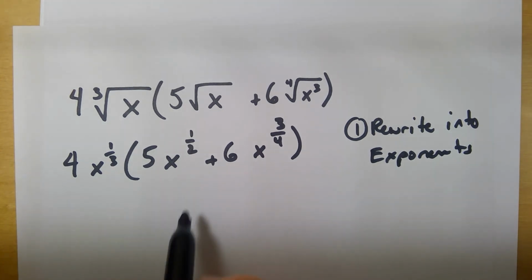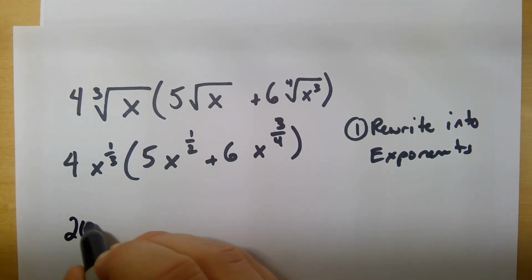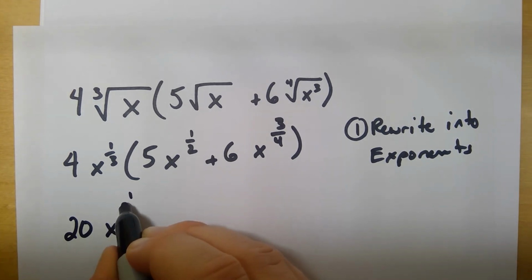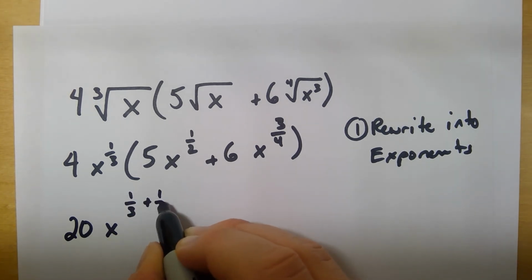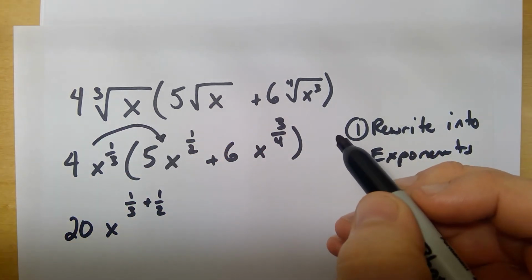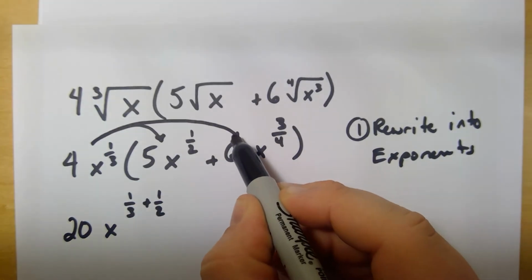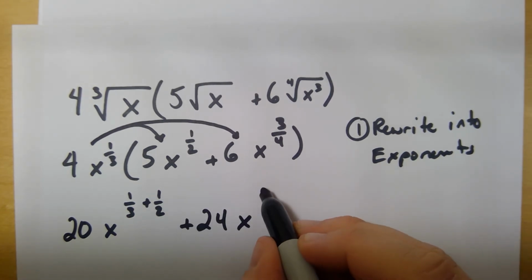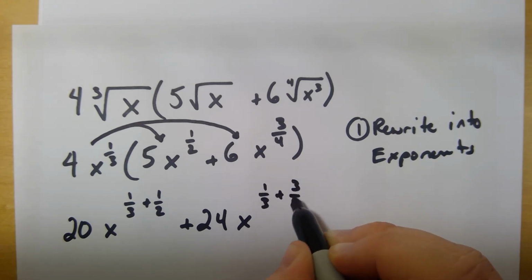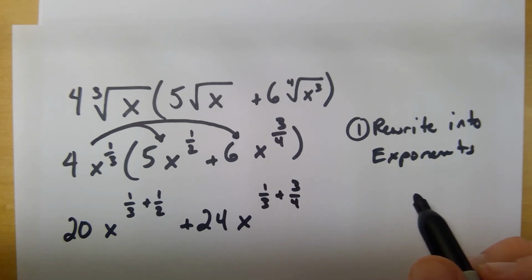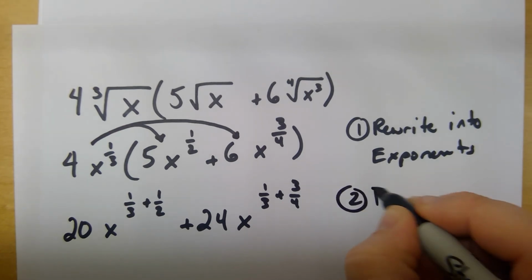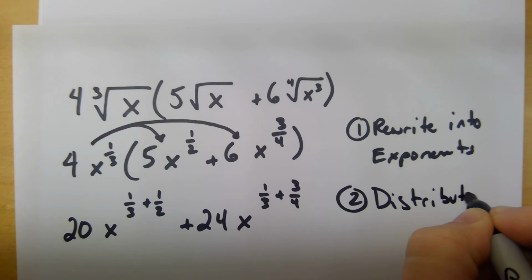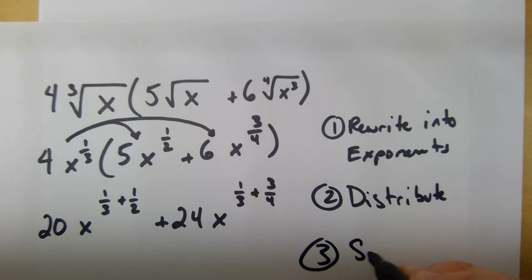Okay, so we have the same base. So we have 4 times 5 is 20. X, this is our exponent property, is 1 over 3 plus 1 over 2. Okay, now we're going to distribute again to the other term. So plus 24 x to the 1/3 plus 3 over 4. Okay, so our second step is to distribute. And we did just that. Okay, so our third step is to simplify the exponents.